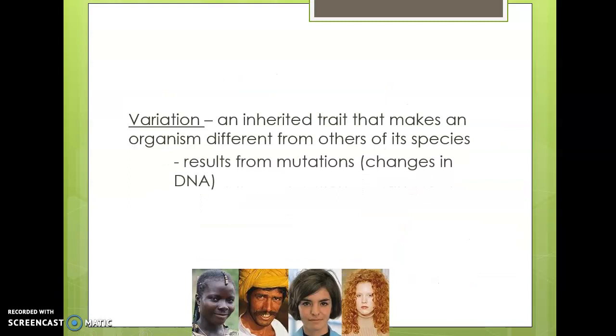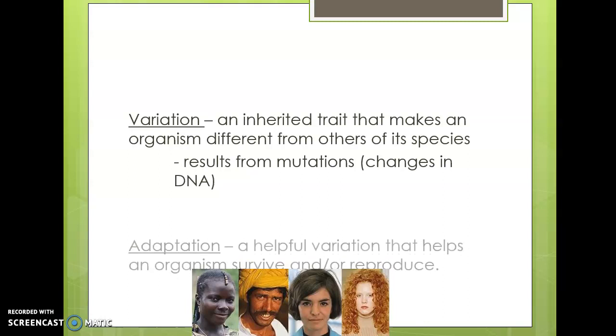So, in order for this to work, there has to be variation. You can't really have natural selection if all the organisms of the species are all identical to one another. A variation is an inherited trait that makes organisms different as a result of mutations, changes in DNA. Variations do not have to be positive things. I wear glasses. Having poor eyesight is a variation. It's definitely not one that would help me survive in an apocalyptic situation.